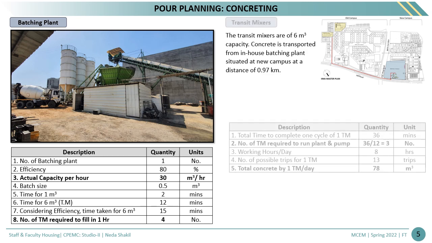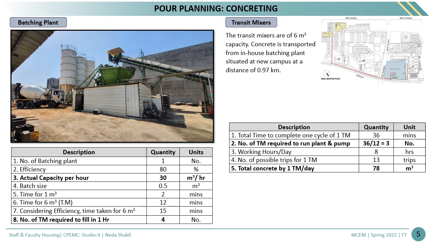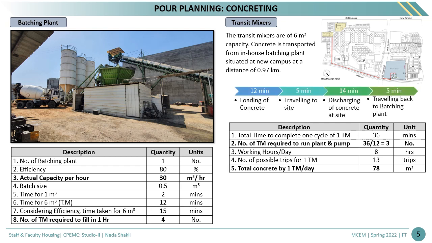hour. The to and fro motion of a TM from the plant to the site takes 36 minutes and its bifurcation is indicated in the flow chart. 3 TMs are required to run the plant and pump with efficiency.